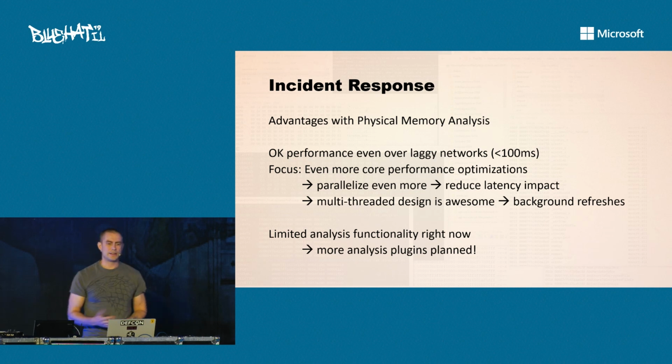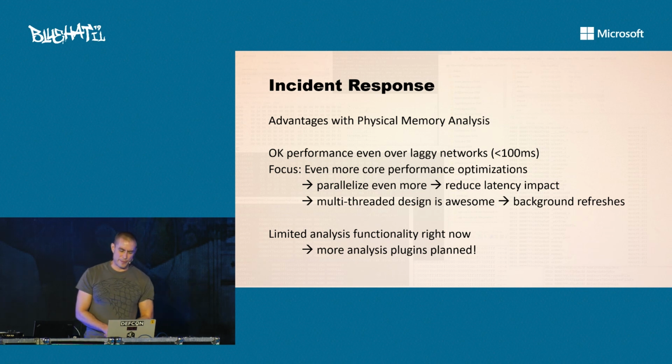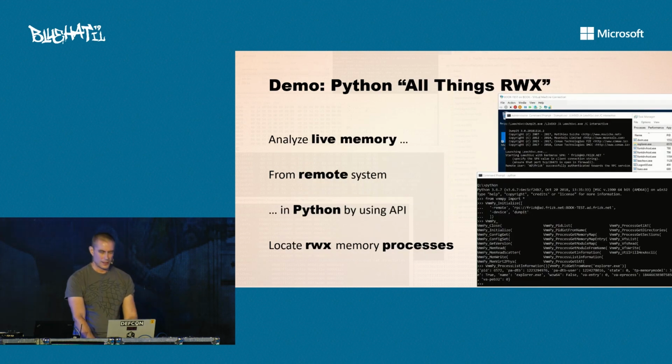The focus for me in the near future is to add even more core performance optimizations which would allow me to parallelize remote reads even more in order to reduce latency impacts. And having a multi-threaded design is super awesome, since it allows me to do things like background process refreshes, so the user never notices those things. The analysis capability is a little bit limited at the moment, but I do plan to add more analysis plugins in the future. Let's have a look at the Python API as well.